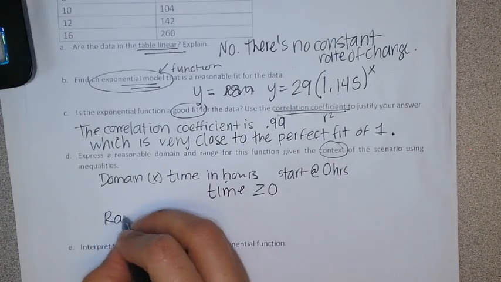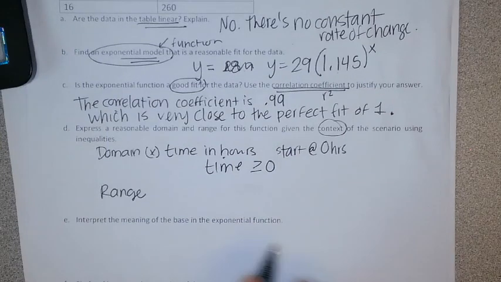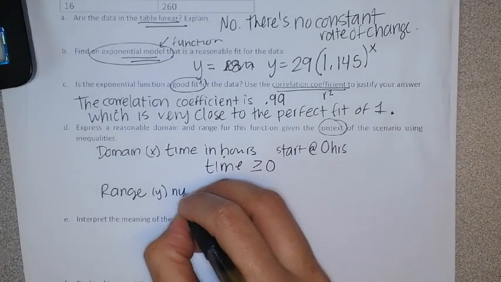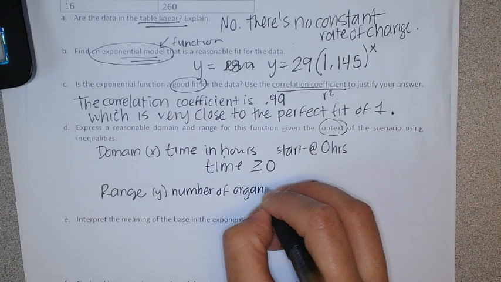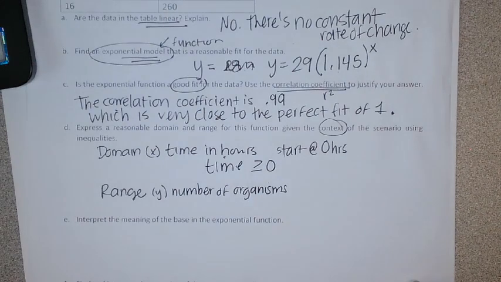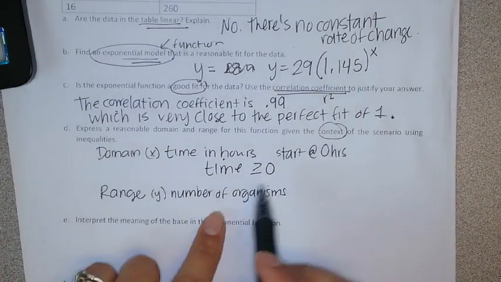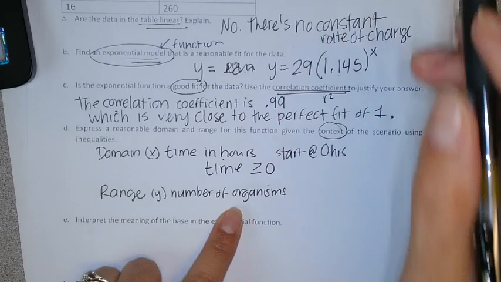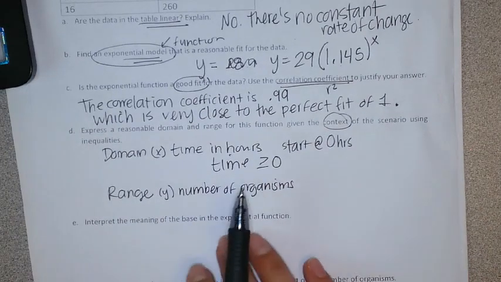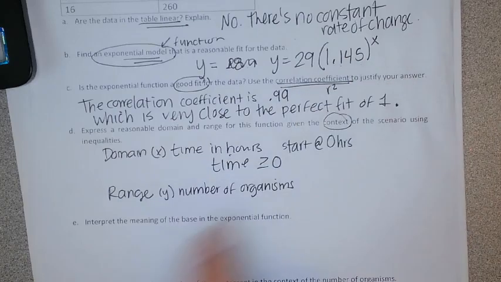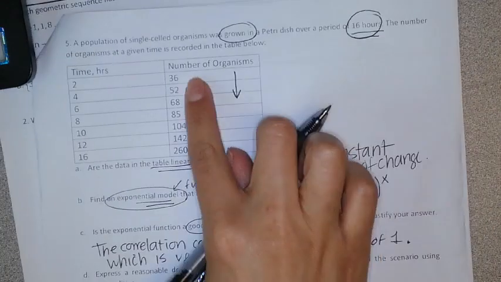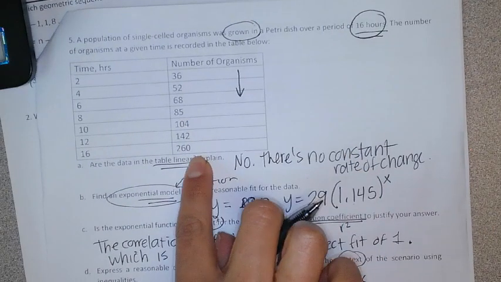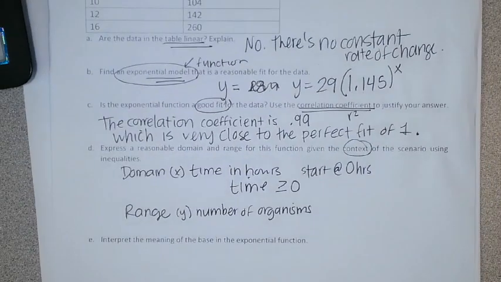For my range here, this is the number of organisms growing. Again, I don't know when it's going to stop. It goes from 0 and it's going up and up and up if you graph it. So we don't really know when it's going to end. Let me go back over here to time. It says 16 hours, but this is just absurd for 16 hours. We don't know when it's going to stop. So I just wanted to clarify that before we moved on.